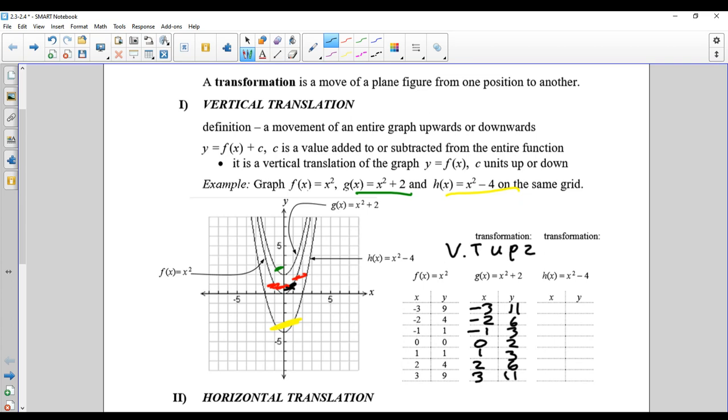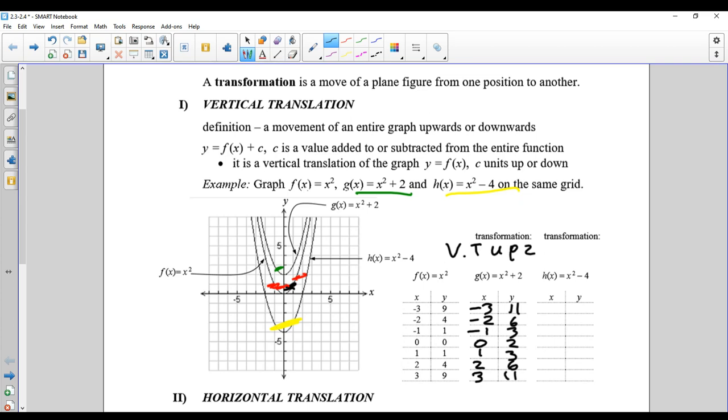Now let's get to the next one. What happens to my x values for x squared minus 4? What's going to happen to my x values? Tell me out, folks. Not to the x values. What do you think happens to the x values? Stays the same.